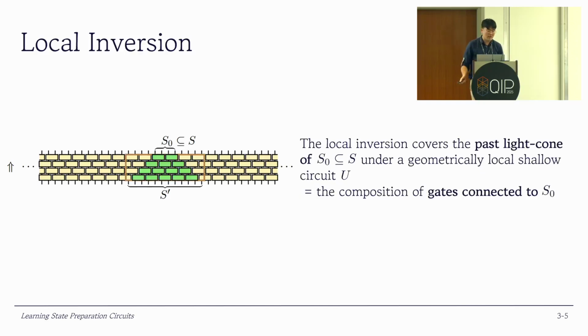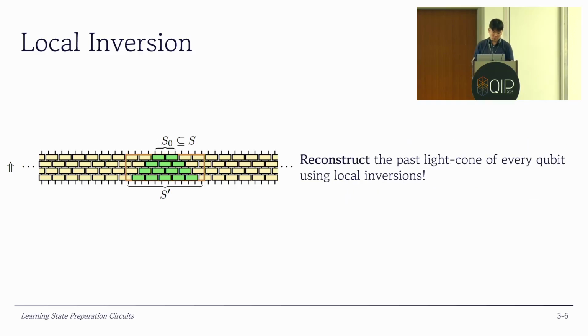If we take a look inside this local inversion, that local inversion should cover the so-called past light cone of a smaller subsystem S naught under a geometrically local shallow circuit U, where the so-called past light cone is essentially these green gates over here, the composition of the gates that are connected to that smaller subsystem S naught. So the idea is that by using these local inversions, we should be able to reconstruct the past light cone of every qubit that was in the preparation circuit. By doing so, we should be able to find a circuit that does indeed prepare the state that we desire.